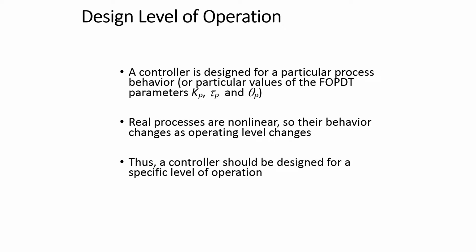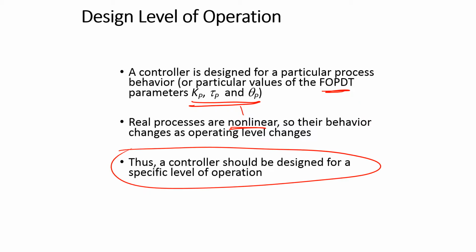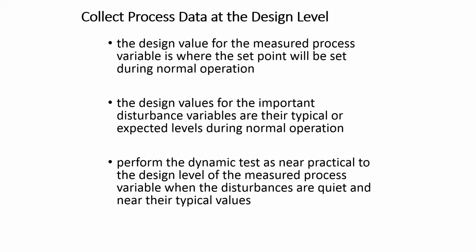Okay, so we want to design a controller for a particular process, and one of the ways that we do that is to develop a first order plus dead time model that involves the three parameters Kp, Tau p, and Theta p, and then tune your controllers, at least a good starting point, based on those Kp, Tau p, and Theta p. Now, real processes are going to be nonlinear, meaning that depending on the level of operation, the Kp, Tau p, and Theta p are going to change. So sometimes you have to design the controller for the region of operation that you're interested in. Don't just design it for any nominal values.